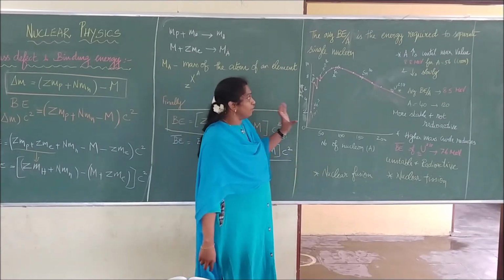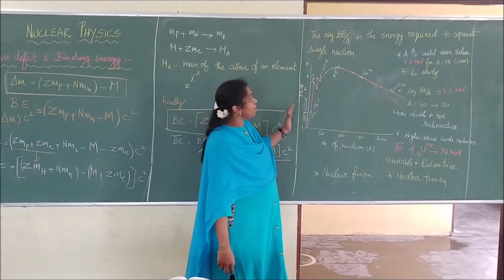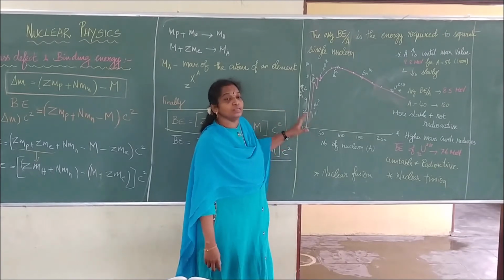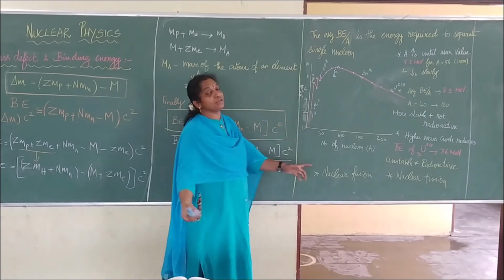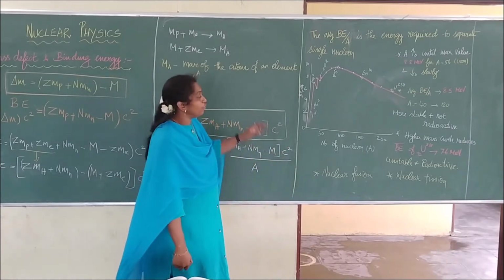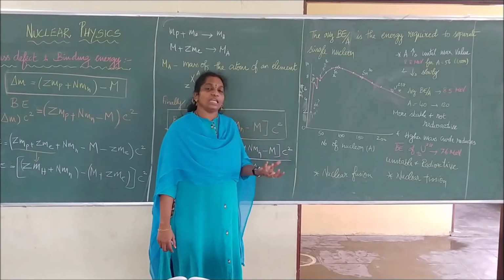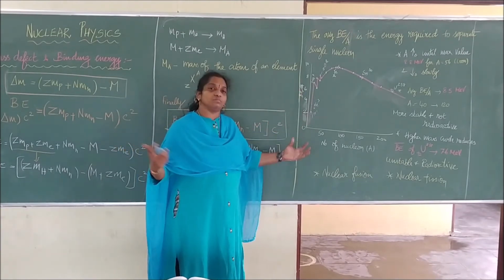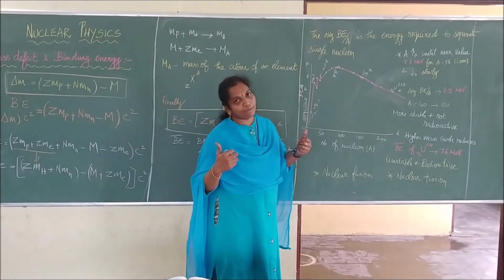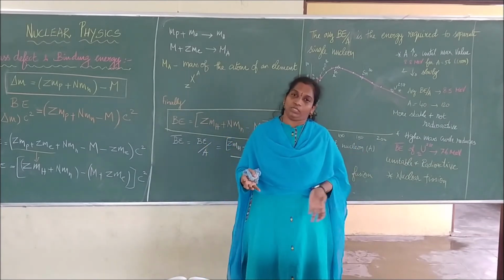So what is the graph in the first word? We can say that the average binding energy per nucleon is nothing but the energy required to separate a single nucleon. So that is clearly explained through this curve. We can say that if any element has more binding energy, then the element is said to be more stable and non-radioactive.